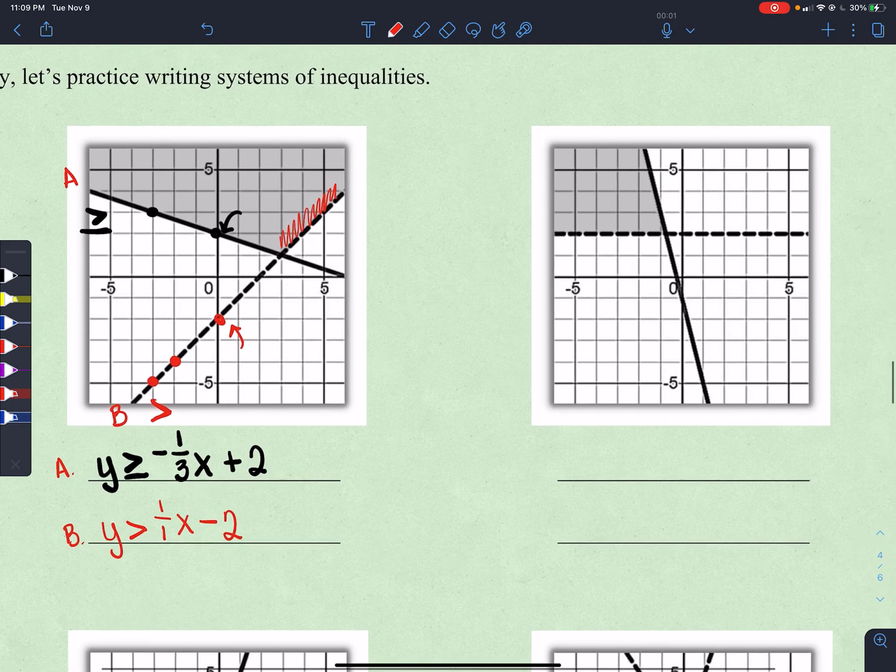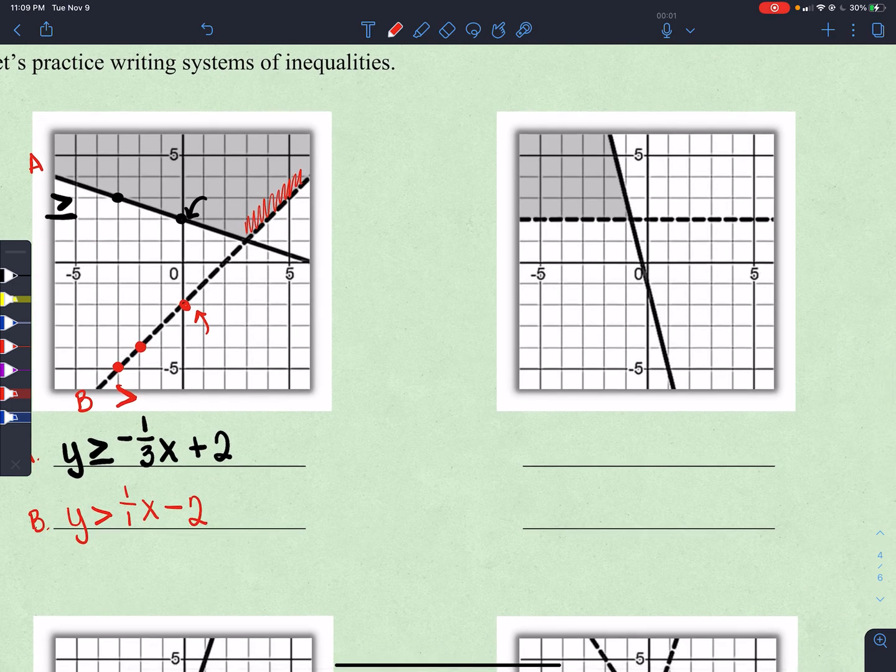All right. And for this next one, I'm going to call this A, and I'm going to call this B. Okay. So for A, if I'm looking at A, I can see that there's shading above it. So it's a dashed line. So it is going to be greater than, but not equal to. So y is greater than.